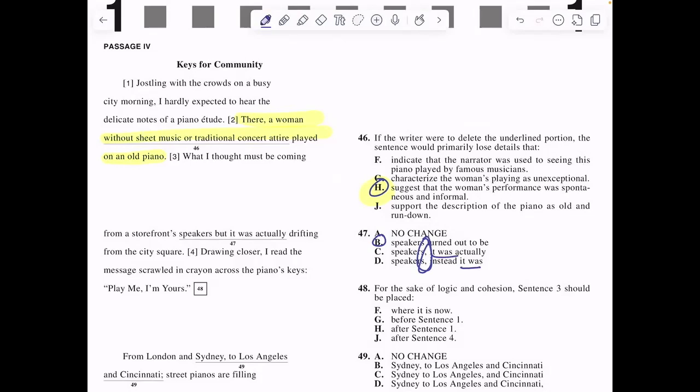It's usually better. 48. For the sake of logic and cohesion, sentence 3 should be placed where? I'm going to go after 1, H. And the reason is we want to build our story. Jostling with the crowds on a busy morning, I hardly expected to hear the delicate notes of a piano being played. Okay. What I thought must be coming from a speaker was actually drifting from the city square. There. This is our clue. This is talking about the city square. So that's why there has to come after city square. So always be building off the sentence before. Start broad. Think of you telling a story.